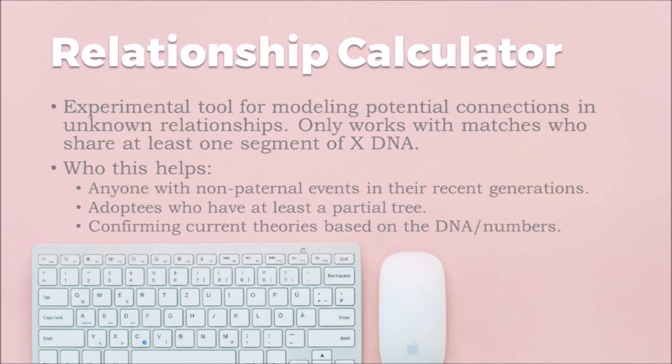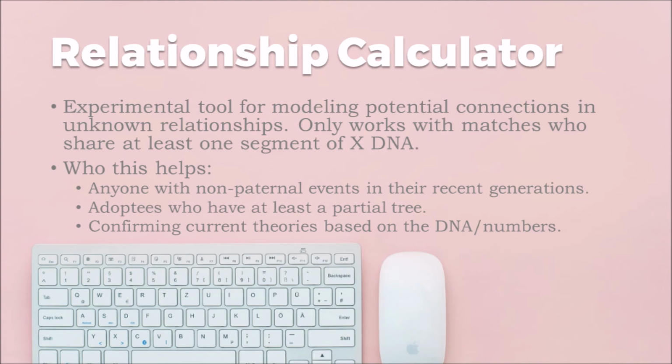Who would this help? Anyone with non-paternal events in your recent generations. Another group of people that this would really help are adoptees who have at least a partial tree. Some of the adoptees that I've spoken to and that I've helped have at least half of their tree figured out. They know at least something about either their birth mother or their birth father, but they still have the whole other half of the tree unknown. They're looking at tons of cousin matches, and they can tell because of what they know about at least one of their parents that these matches come from the other side of their tree, but they have no idea how anything fits together.